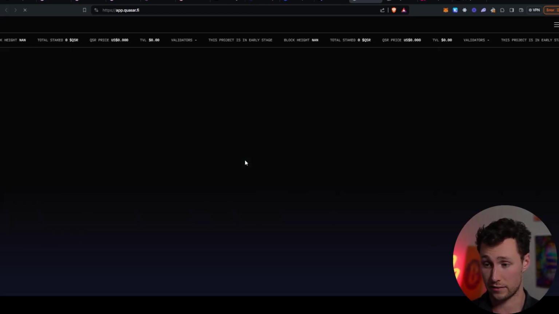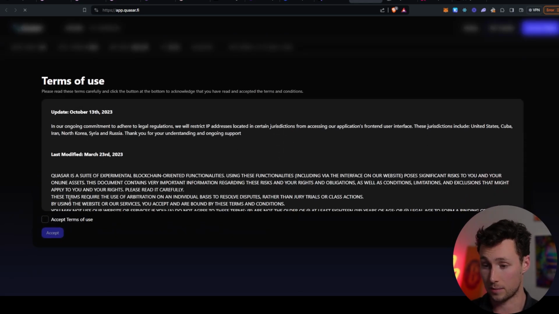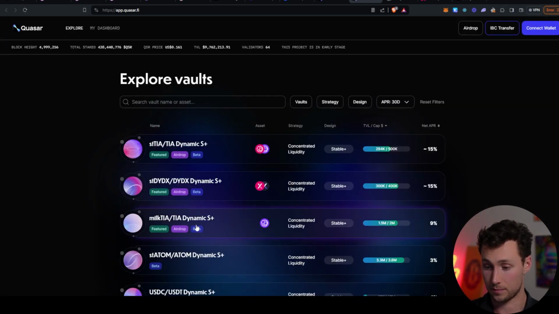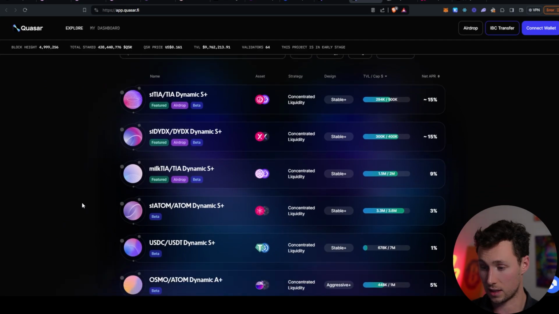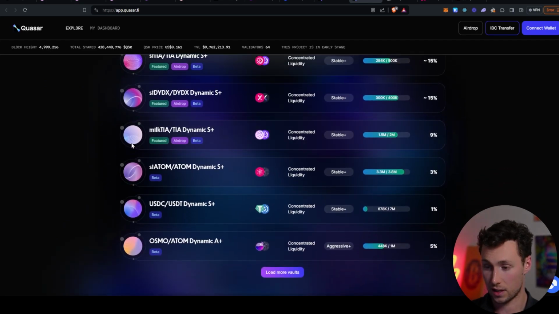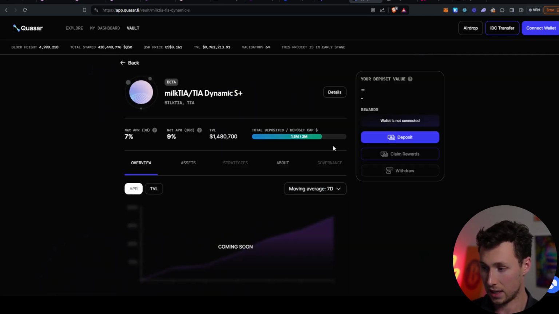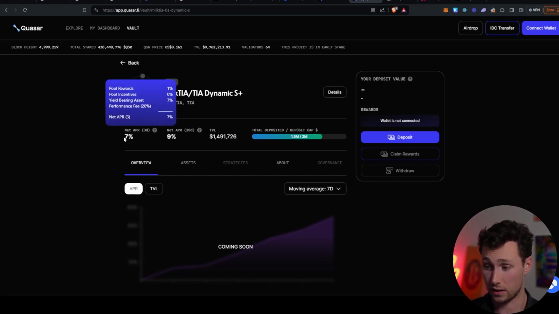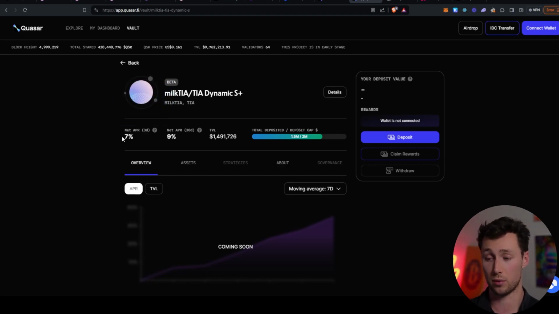Quasar has a variety of vaults that you can deposit Cosmos tokens into. If we look here at some of their milkTIA vaults, we can see, for example, they have something where you can provide liquidity on milkTIA and TIA, and you're going to earn some APY. It's better than Osmosis, right? You're looking at about 7% here, and then you're also going to qualify for those boosted points. Again, though, my hesitation with this is that because this vault isn't purely milkTIA, you're not actually going to earn those full 1.2 M points per milkTIA.